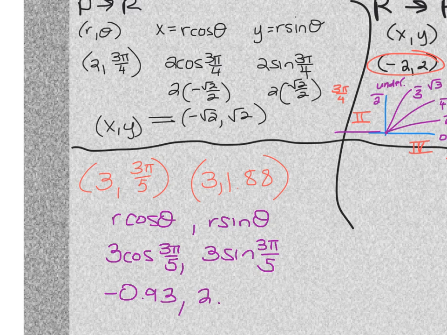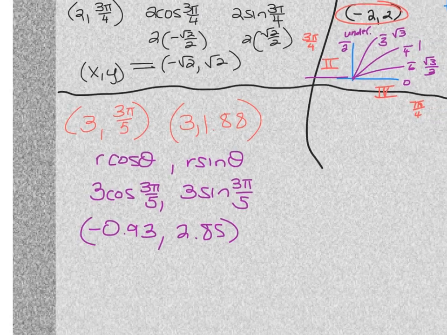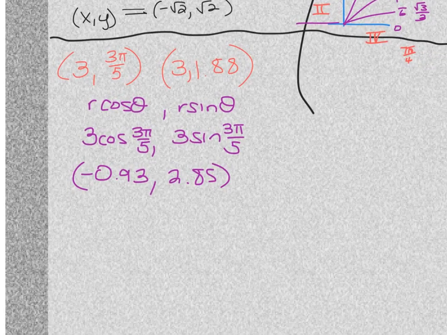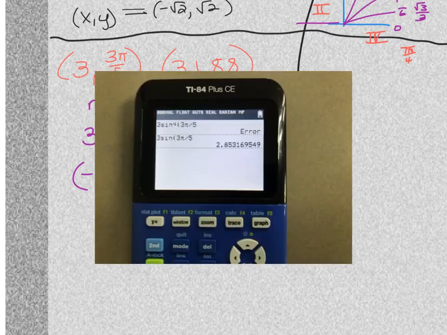And I get 2.85. So that process can be done on either a graphing calculator or a scientific calculator. With a graphing calculator, you also have the added bonus that it is smarter than your scientific ones.